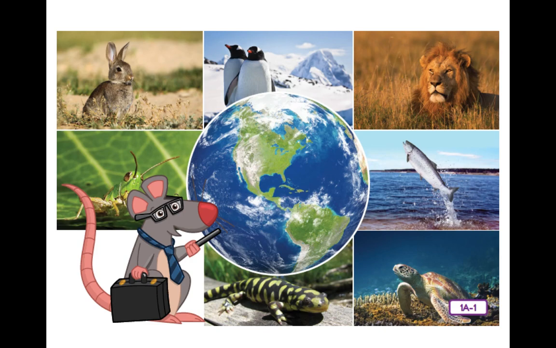I'm going to present a slideshow. But before I do that, I'd like to tell you a little about how scientists understand animals. Think about all of the different types of animals on Earth: grasshoppers, penguins, rabbits, lions, salmon, turtles, and salamanders are just a few. What other animals can you name?